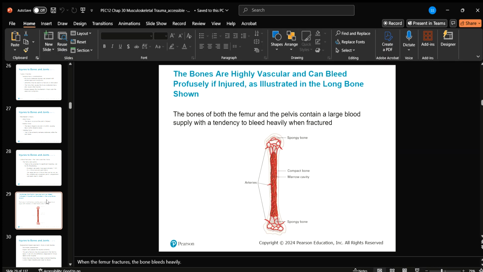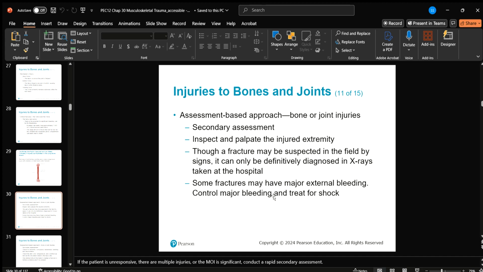All right, so bones are highly vascular, so the bones themselves bleed as well. That's why the bones of the femur and the pelvis both contain a large amount of blood supply. And like I said, in the bone marrow, the marrow cavity that you see here, that's where red blood cells are created. There's other things that are created as well. You had your lecture on the immune system a couple weeks ago. We know that B and T cells are also created there. So our bones also work hand in hand with the immune system.